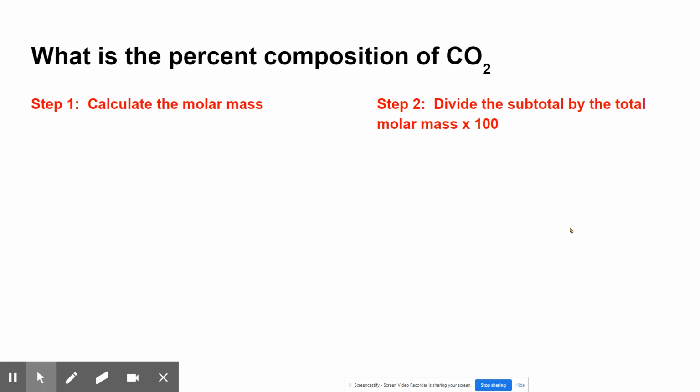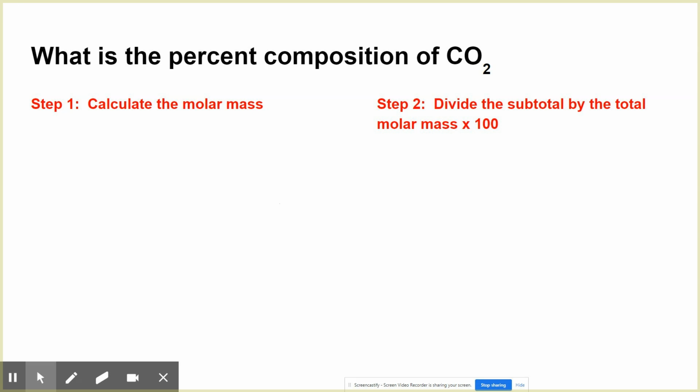So let's try to do it together. So again, what is the percent composition of CO2? Again, step one is find the molar mass. So first of all, we need to count the elements. Carbon, oxygen. How many carbons do I have in CO2? 1. I multiplied by the atomic mass, which is 12, and I get 12.